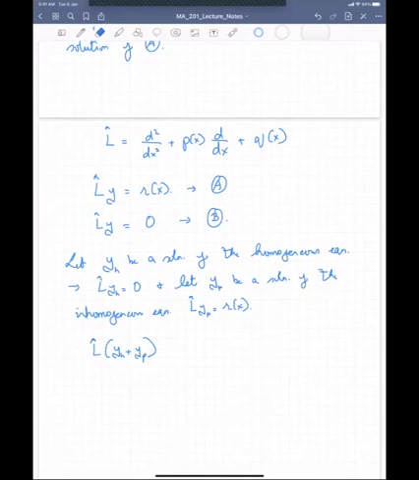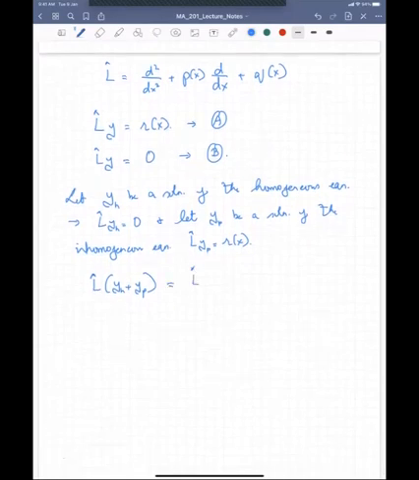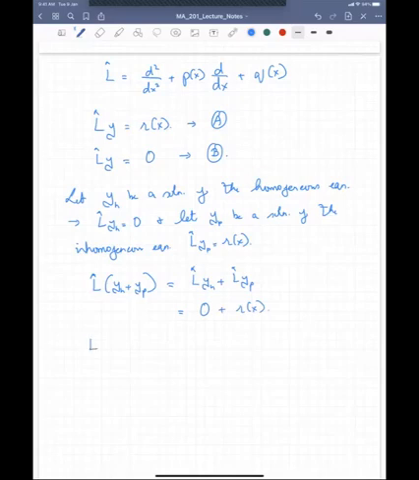So if I want to ask what the operator does to the combination YH plus YP, I can write this as L acting on YH plus L acting on YP. But since YH solves the homogeneous differential equation, the first term is 0. And since YP solves the inhomogeneous equation, the second term is R of X. So if I take a combination of these two solutions, this gives me R of X, which is the defining criterion for the solution of the inhomogeneous equation.